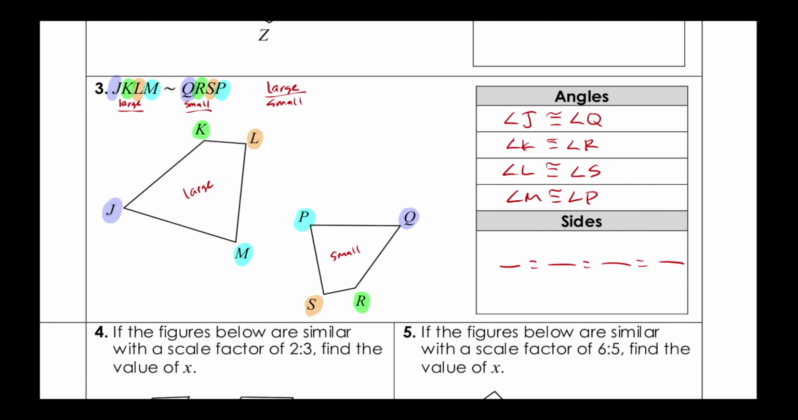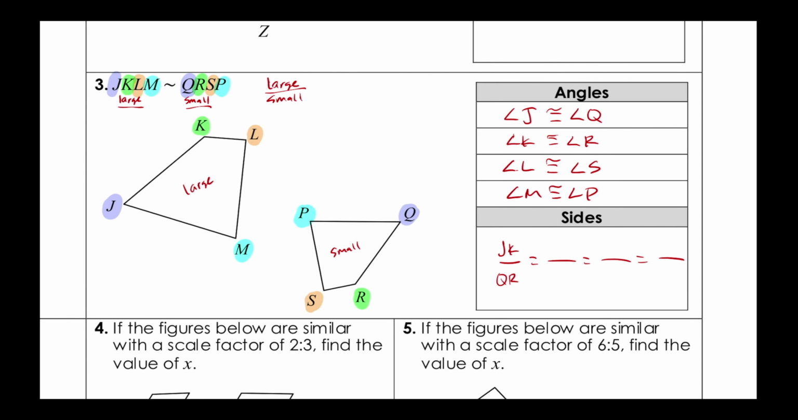Easy, right? So now let's see which sides match. So again, we're going to go this side first over the matching side over here. So let's do purple green first. Purple green, which is JK. That's purple green. And then what's purple green in the other one? Purple green is QR.